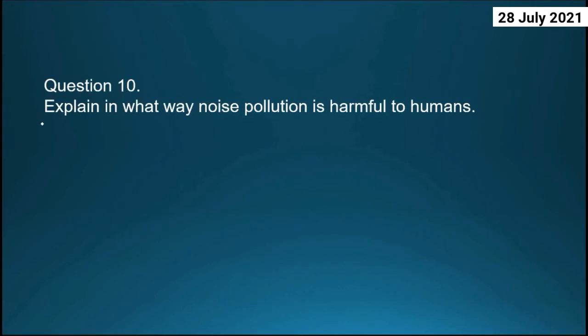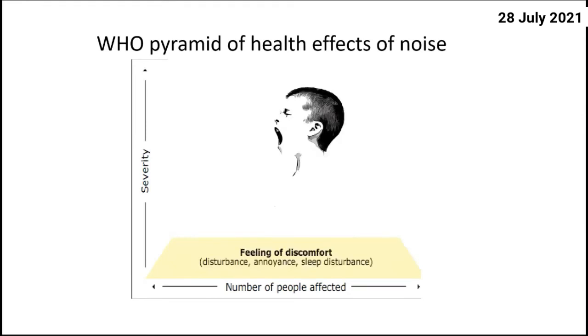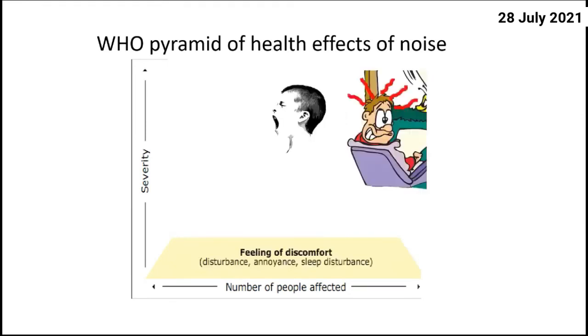Question number 10. Explain in what way noise pollution is harmful to humans. Okay, we all know that noise pollution is harmful. In what way are they harmful? We have studied this in detail in the previous videos, about a graph which was actually published by WHO, called the Pyramid of Health Effects of Noise. And what is noise? Noise is unpleasant sound, right? When somebody shouts so loudly and that irritates someone, that's a noise, right?